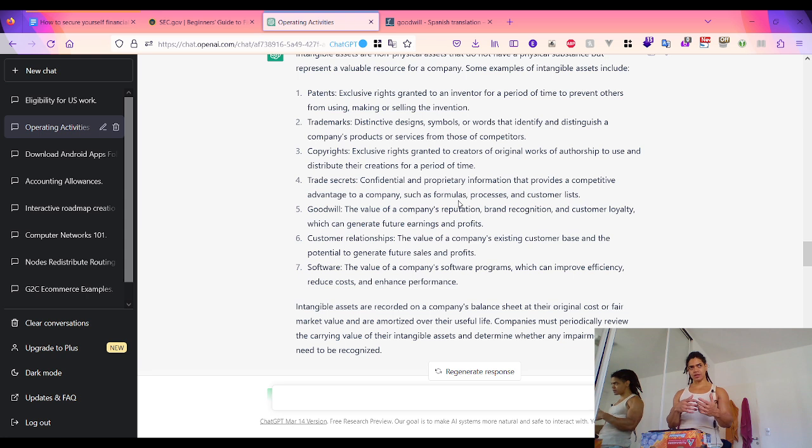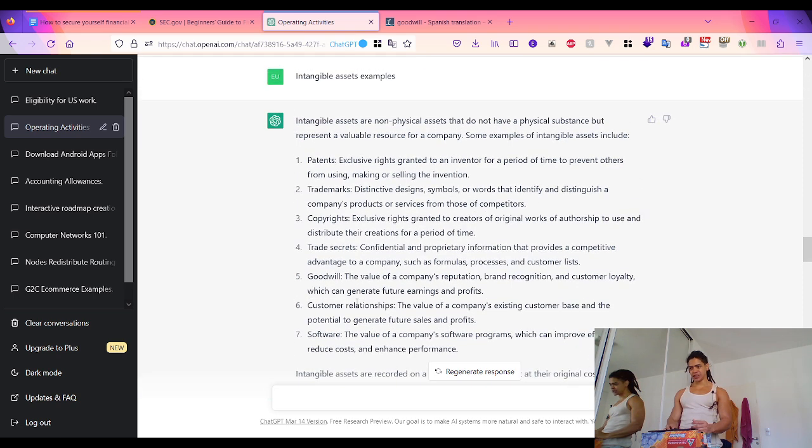The goodwill is the company's reputation, brand recognition, and customer loyalty that can grant profit in the future. Customer relationships and software.